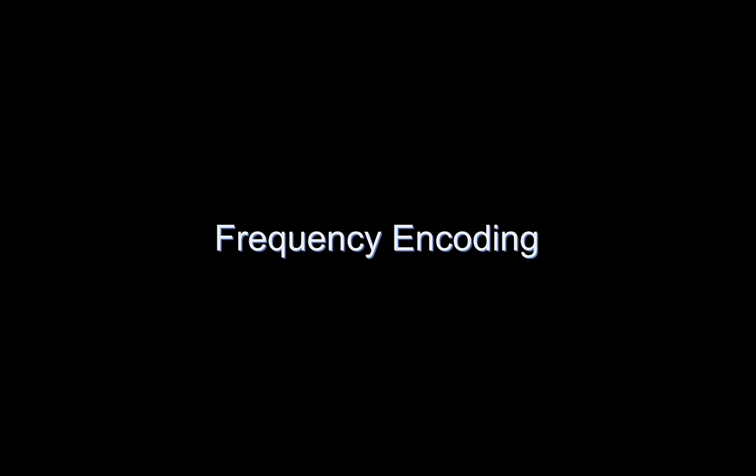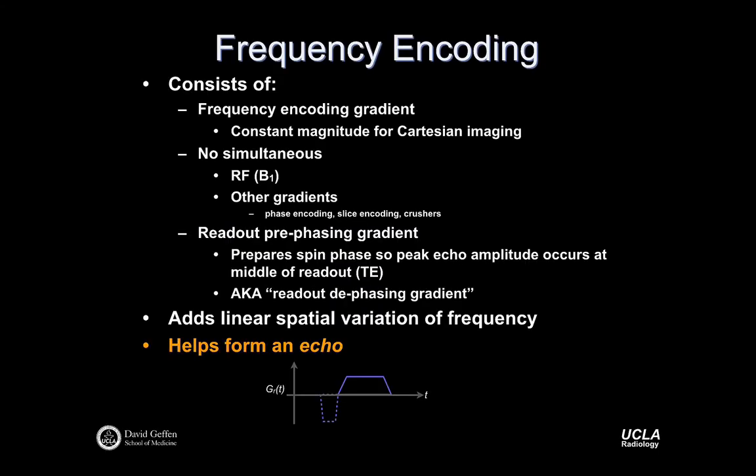Okay, so let's go ahead and talk about frequency encoding then. I had a slide like this for phase encoding, and I was saying you can do the compare and contrast, right? A lot of the same concepts mentioned here are mentioned on that slide as well. So what's the frequency encoding gradient all about? Well, it's going to be a constant magnitude for Cartesian imaging, and that's, of course, what this class is about. Importantly, when we do frequency encoding, you can't have any other simultaneous RF, and you can't have other gradients. It's the time during which you're basically listening.